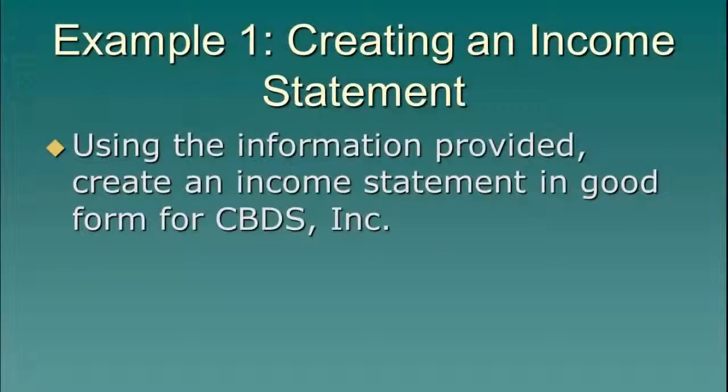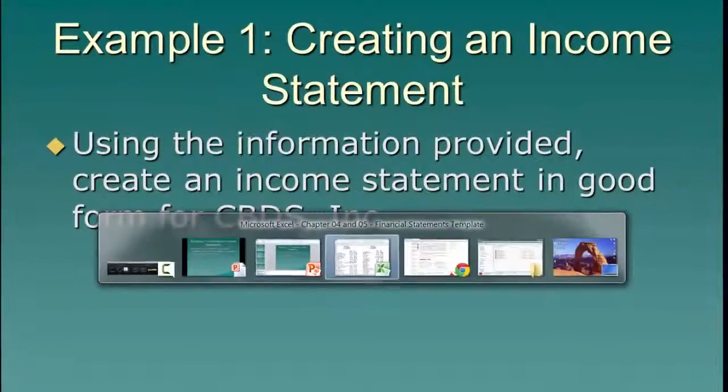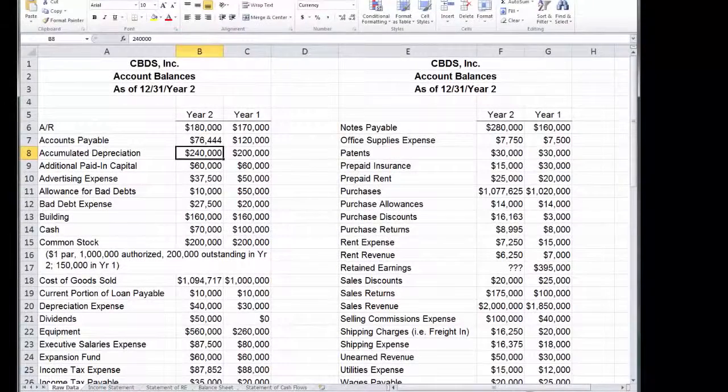I'm going to change now from PowerPoint over to Excel. So here I've got a list of account balances. It's not a trial balance for CBDS because that would have a debit and credit column and would have a balance at the end to make sure things were matched up. This is really just an alphabetical list of accounts we can pull from so that we can create our income statement and later on our other financial statements.